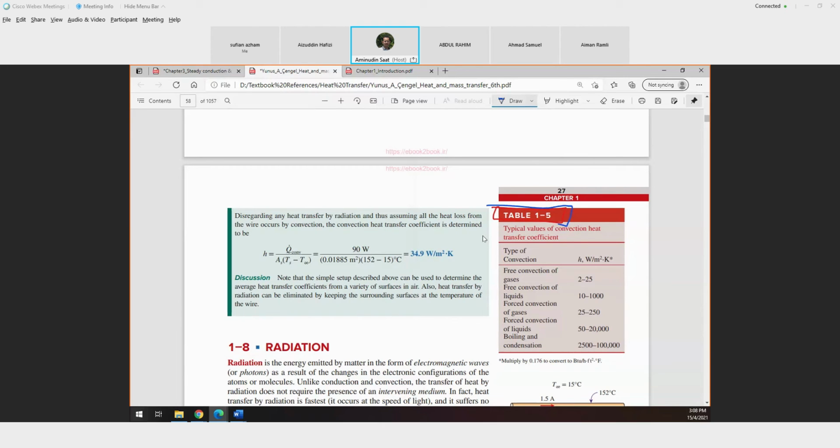This table is a typical value of H. This is under free convection for gas, this is free convection for liquid, this is under forced convection, and this is forced convection for liquid. I always go to this first for the value.